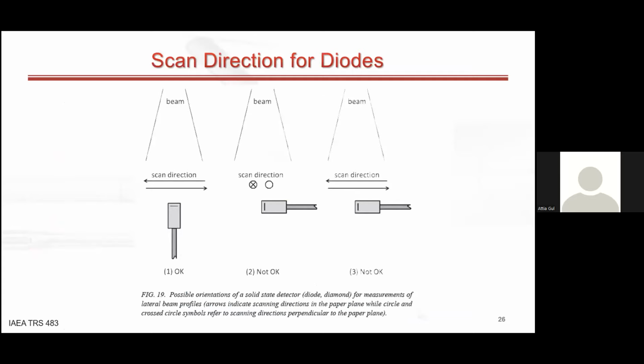What are the recommended scan directions for diodes? Only one direction. The diode should be in axial direction to the beam. We cannot place it in radial direction because this is the active volume of the diode and it should be facing the beam like that.